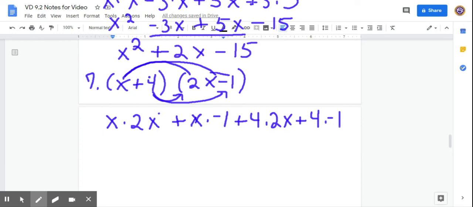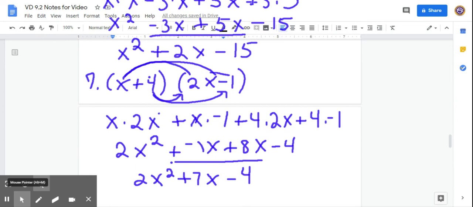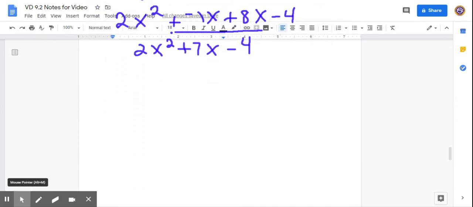So again, now we're going to simplify. 1x times 2x. 1 times 2 is 2. Keep the base, add the exponents. 1 and 1 is 2. Plus negative 1 times x is negative 1x. Plus 4 times 2 is 8x. And 4 times negative 1 is negative 4. Add our like terms. So we have 2x squared. 8 and negative 1 is positive 7x minus 4. First, outer, inner, last.